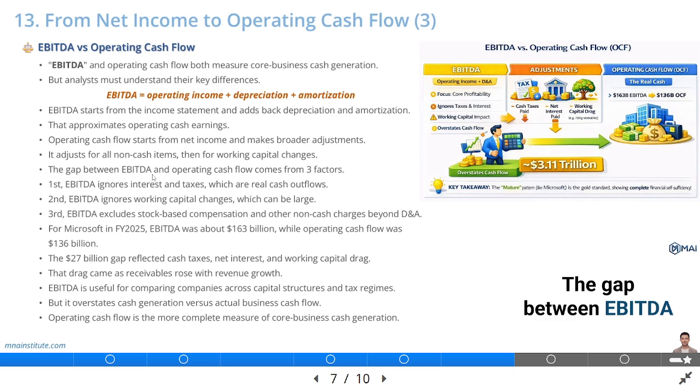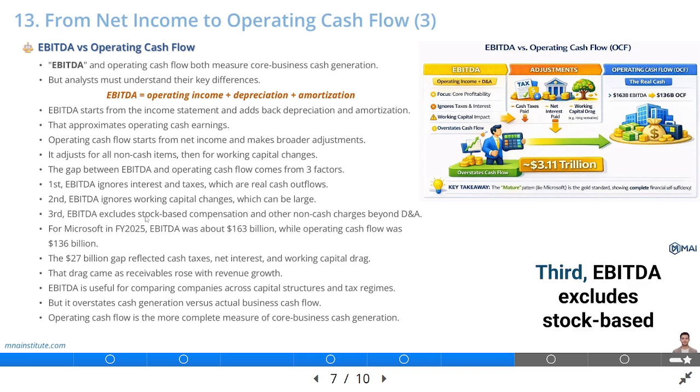The gap between EBITDA and operating cash flow is explained by three factors. First, EBITDA ignores interest and taxes, both of which are real cash outflows that reduce operating cash flow. Second, EBITDA does not account for working capital changes, which can be substantial in any given year. Third, EBITDA excludes stock-based compensation and other non-cash charges beyond depreciation, which operating cash flow captures.